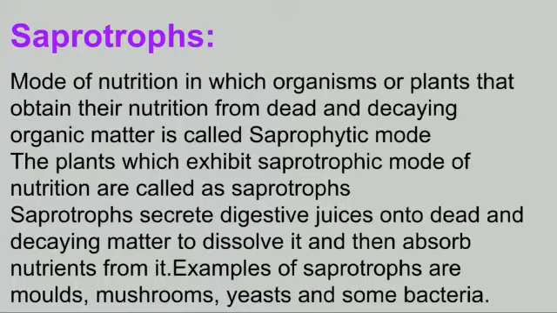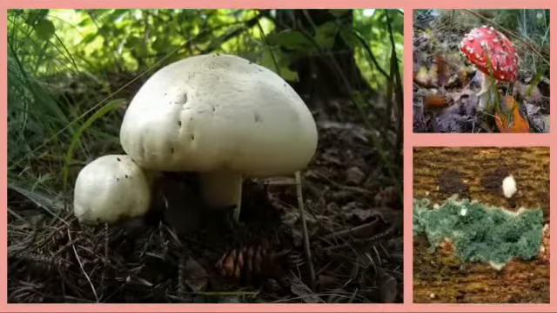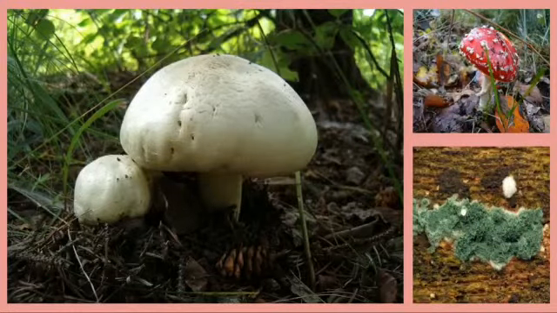Examples of saprotrophs are molds, mushrooms, yeast, and some bacteria. They grow on dead and decayed matter. They secrete digestive juices and convert the rotten material into nutrients, and they eat that as their food. So mushrooms and molds are all good examples of saprotrophs.